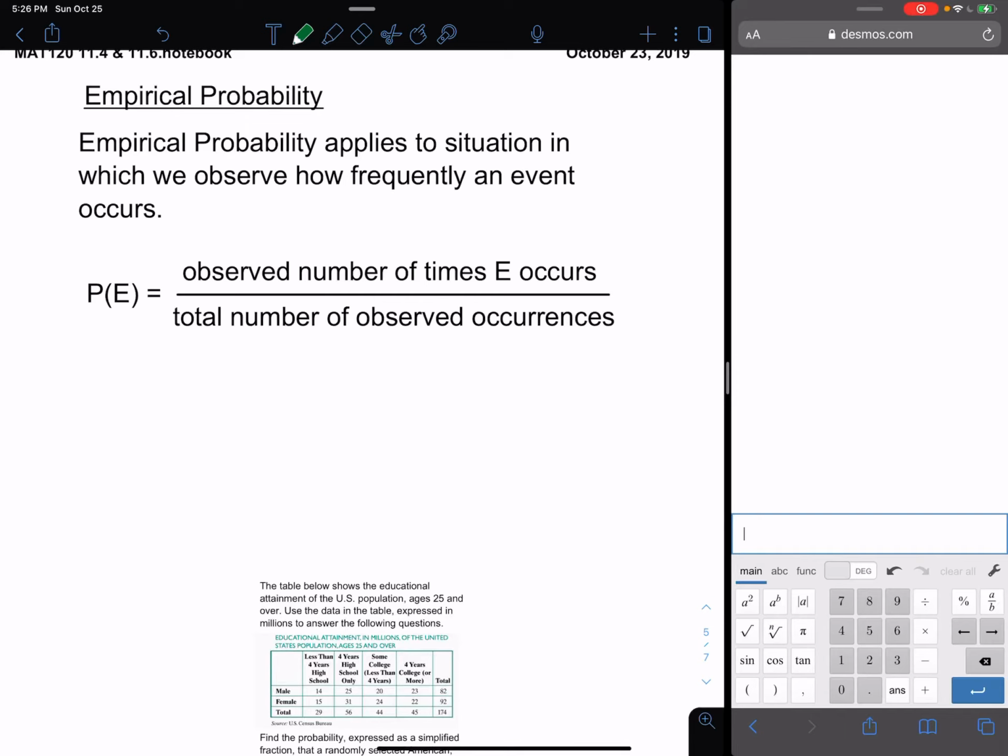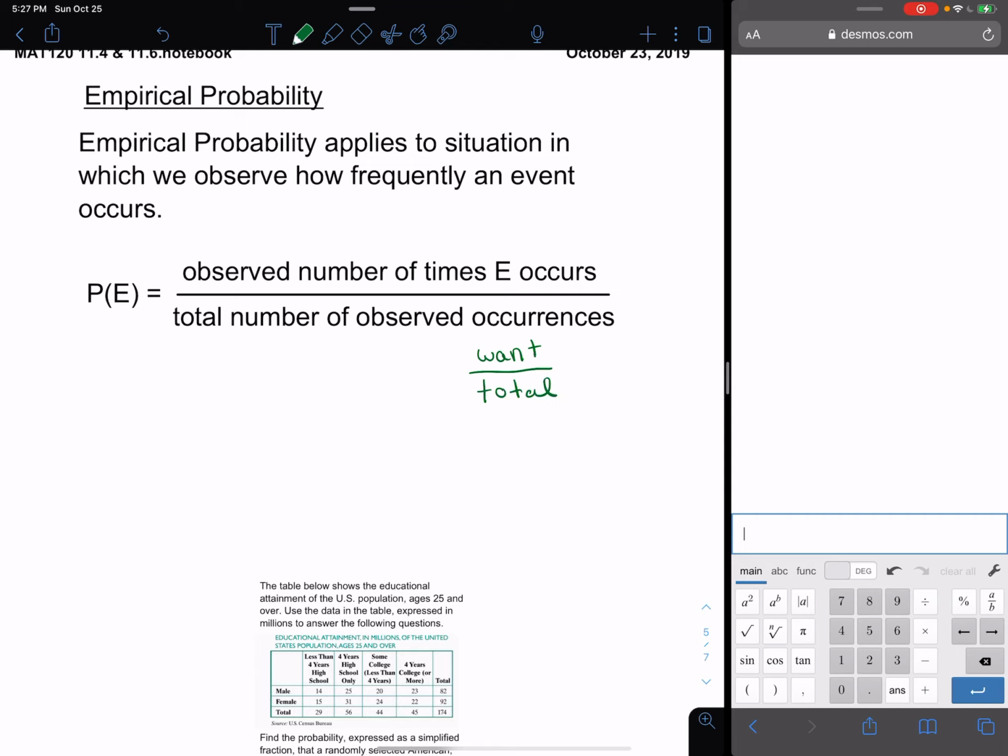Now let's look at empirical probability. Empirical probability applies to situations in which we observe how frequently an event occurs. So the probability of an event equals the observed number of times the event occurs divided by the total number of observed occurrences. So we can still think of it as what we want over the total amount.